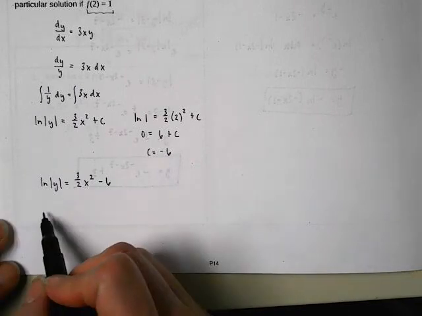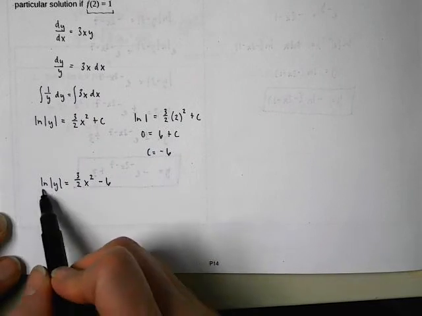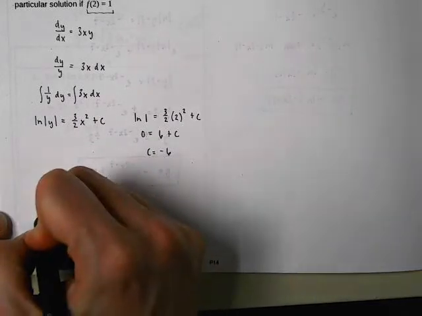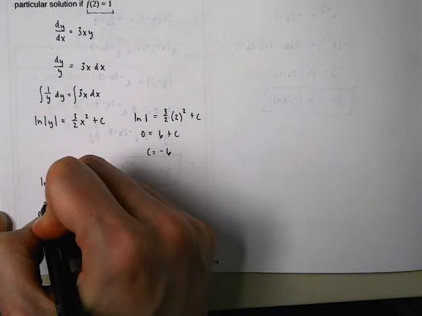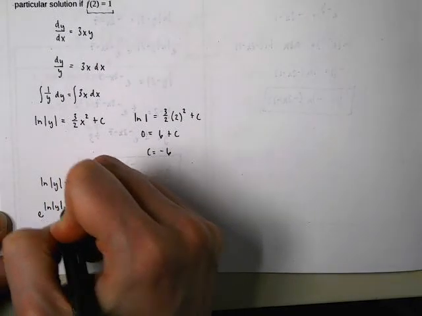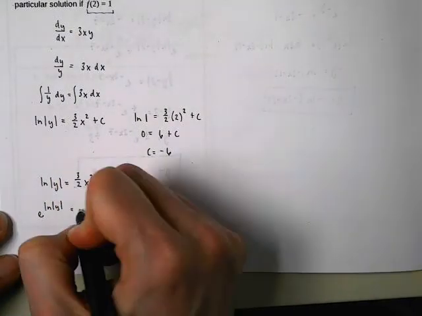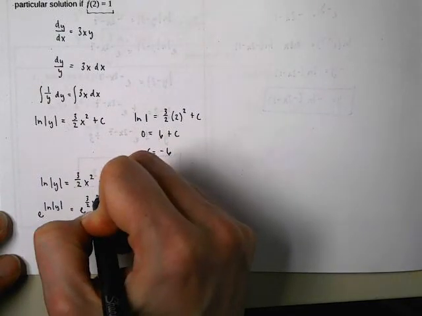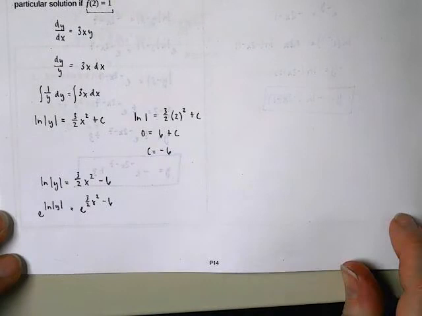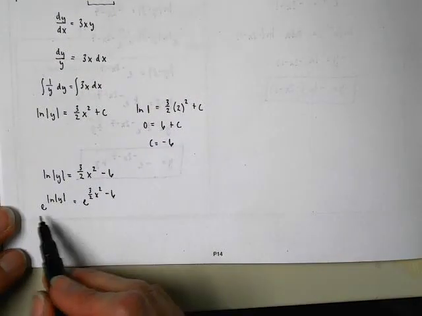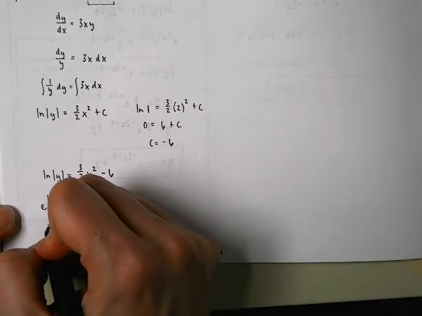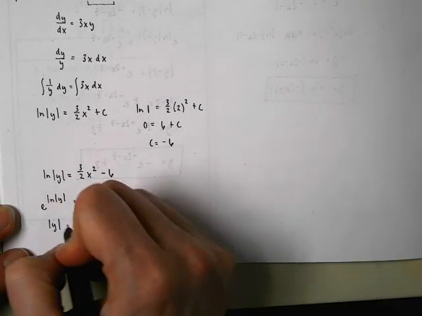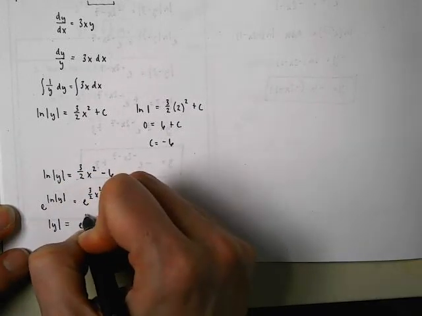In the algebra prep, we talked about this. If I want to get rid of the natural log, I have to take e to the natural log of the absolute value of y, which is going to be equal to e to the right side, 3 halves x squared minus 6. Now I know that e to the natural log of the absolute value of y just leaves me with the absolute value of y. This side hasn't changed.